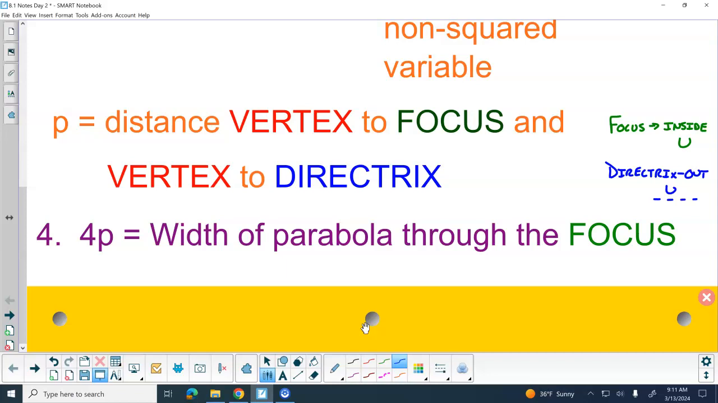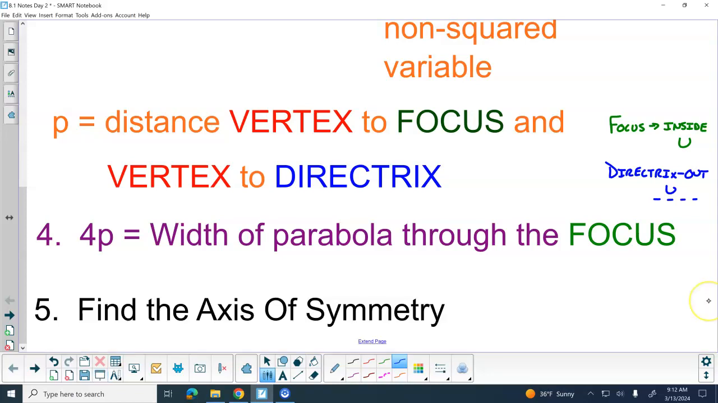And then lastly, we had step number 5. What was step number 5? Axis of symmetry is the line that goes through the middle of the parabola, which means it goes through the vertex and focus. Yep, it's the line connecting the vertex and the focus.